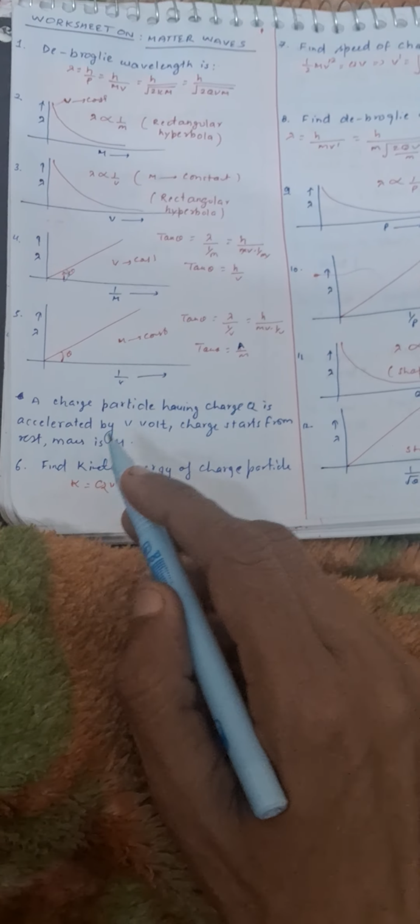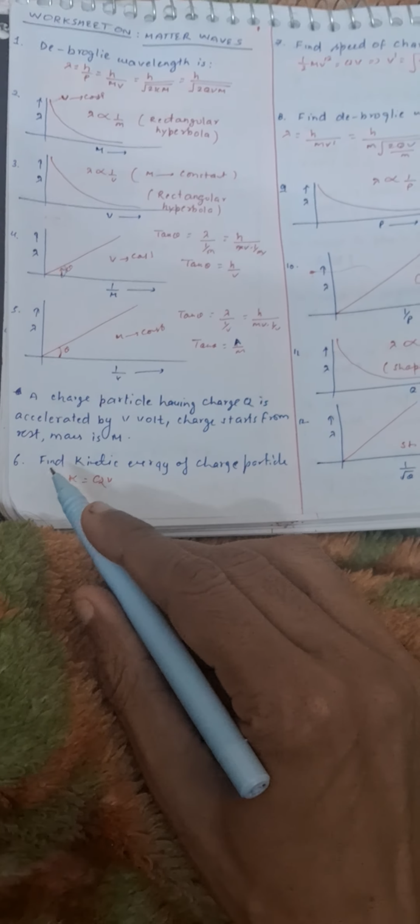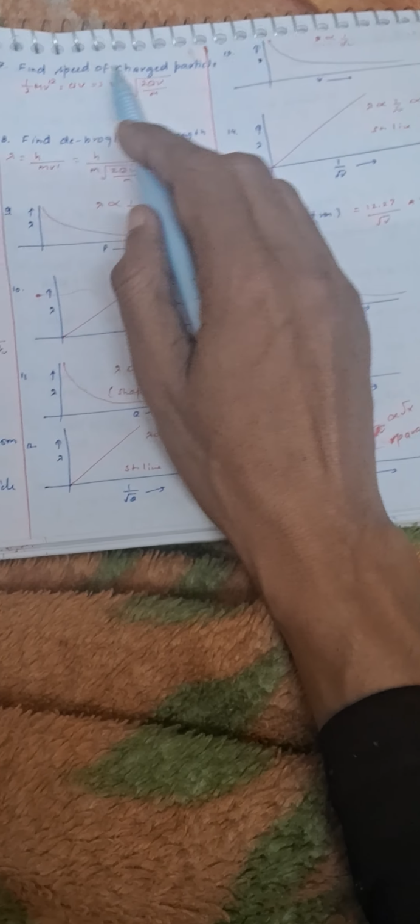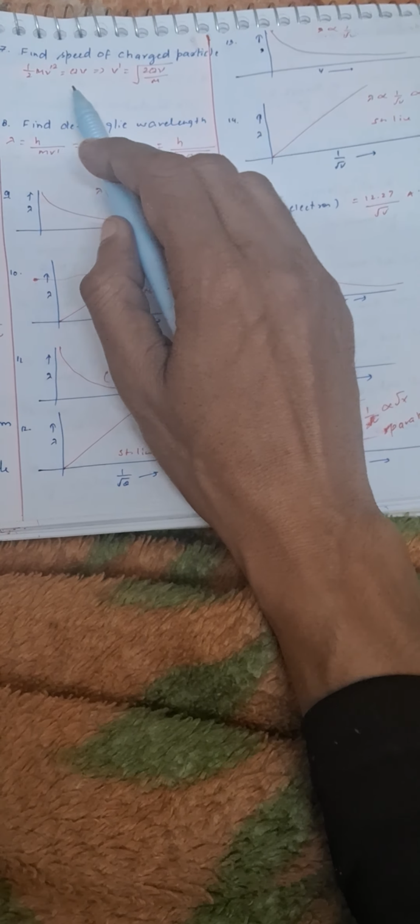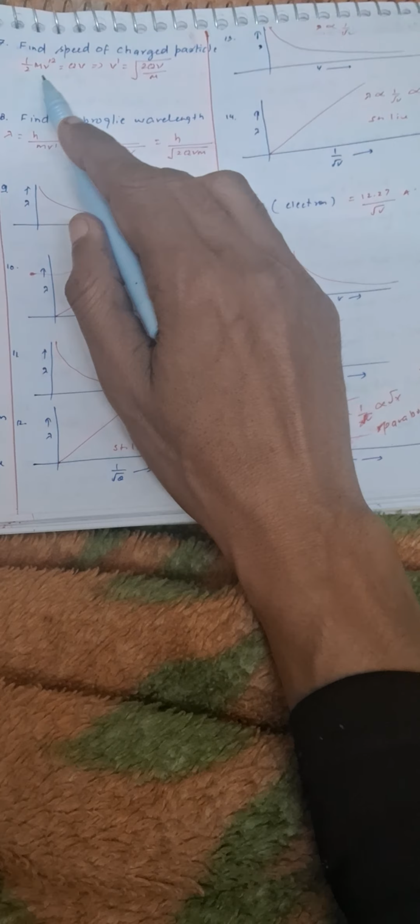Next is a charged particle having charge capital Q accelerated by v volt. Charge starts from rest, mass is m. First question is find kinetic energy of the charged particle. So kinetic energy is Q into v. Next is find speed of the charged particle. So half m v square, I assume that the speed is v dash. So half m v dash square is Q into v. So from here v dash comes out to be root 2 Qv by m.